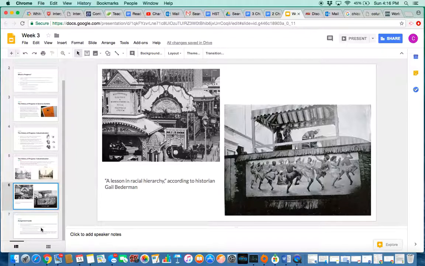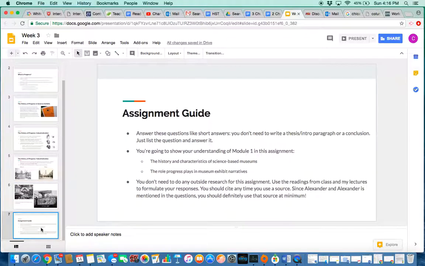So I want to really briefly finish us up by talking about the assignment that's due at the end of this week. Make sure that you do it in a short answer sort of approach. It is basically us putting together everything that we've learned in Module 1, nothing to do with your final paper or your final project. It's about making sure that I know that you know the history of science-based museums and you know the role that progress plays in exhibit narratives. Don't do any outside research. Just use stuff from class. Make sure you use Alexander and Alexander because it's in the question.